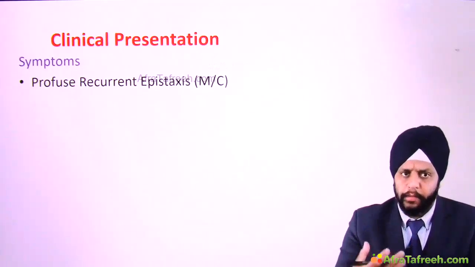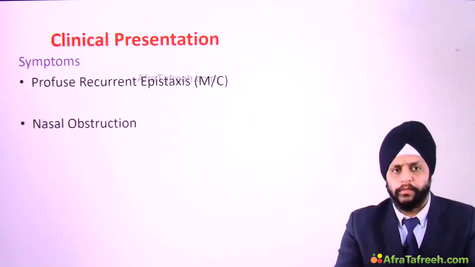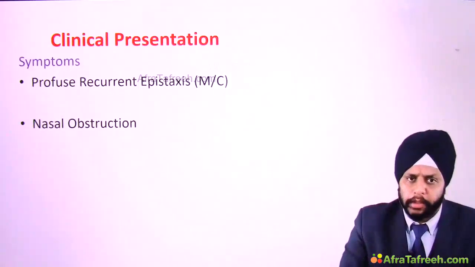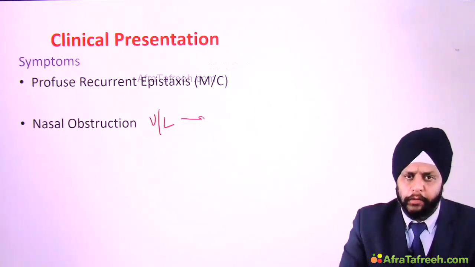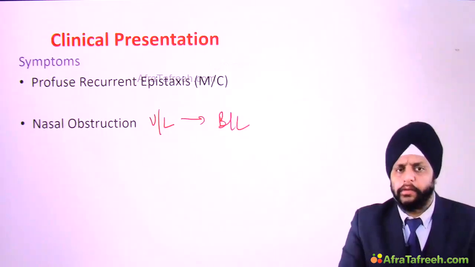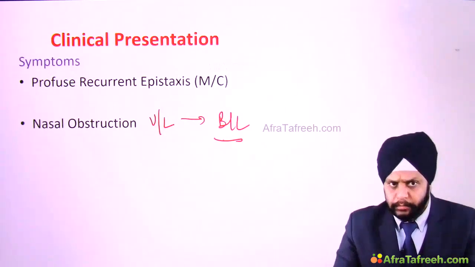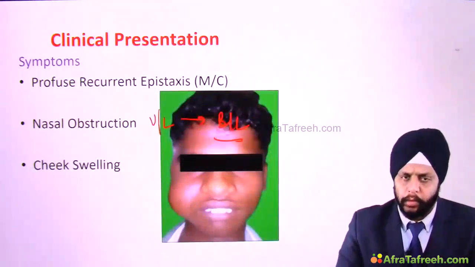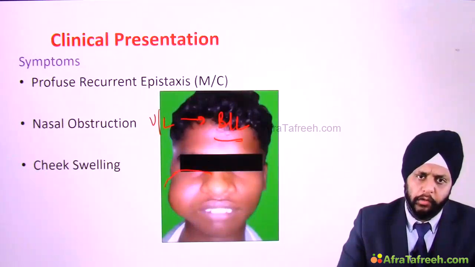It's a tumor, it's a mass, so it can cause nasal obstruction. Okay, if the mass is on one side, it will cause unilateral nasal obstruction. If the mass goes into the nasopharynx, it can, in later stages, cause bilateral nasal obstruction. Right? Okay, there may even be cheek swelling.